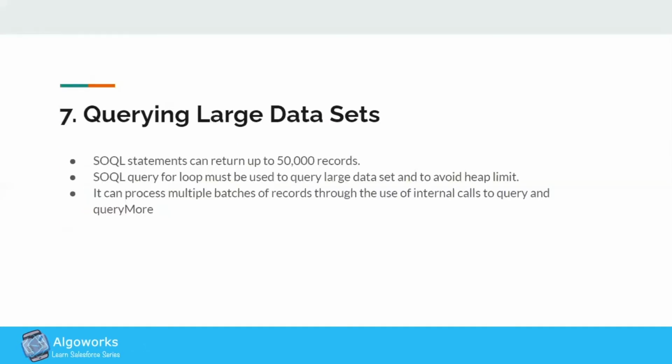Seventh point is querying large data sets. So SOQL can return up to 50,000 rows. We all know that. That's one of the governor limits that Salesforce imposes. But for large data sets, we can use SOQL for loop, meaning SOQL with a for loop. It runs in chunks and can process more records.